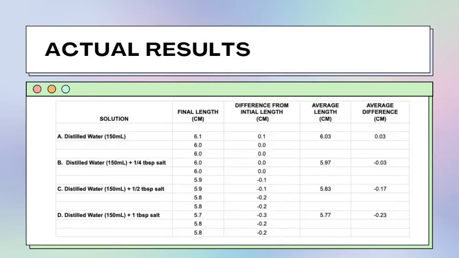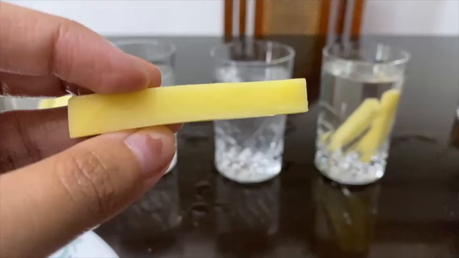So here are the actual results, and it was actually in line with the prediction of the outcome. For our distilled water, the potato strips increased in terms of average length, from 6 centimeters to 6.03 centimeters. For B, we had a decrease from 6 centimeters to 5.97 centimeters in terms of average length, and for C, 5.83 centimeters, and D, 5.77 centimeters.